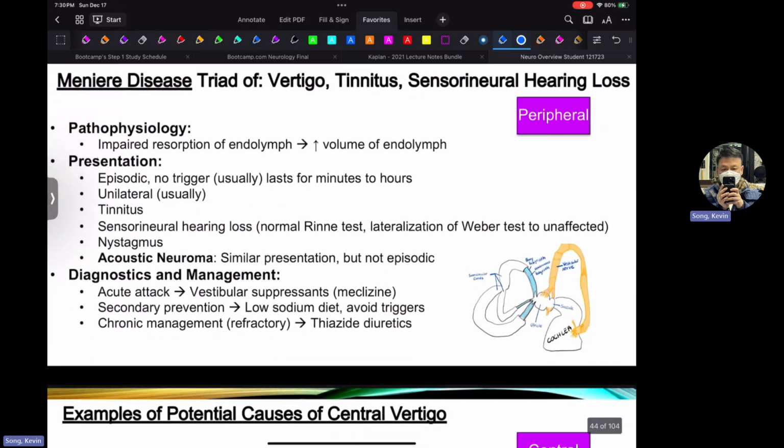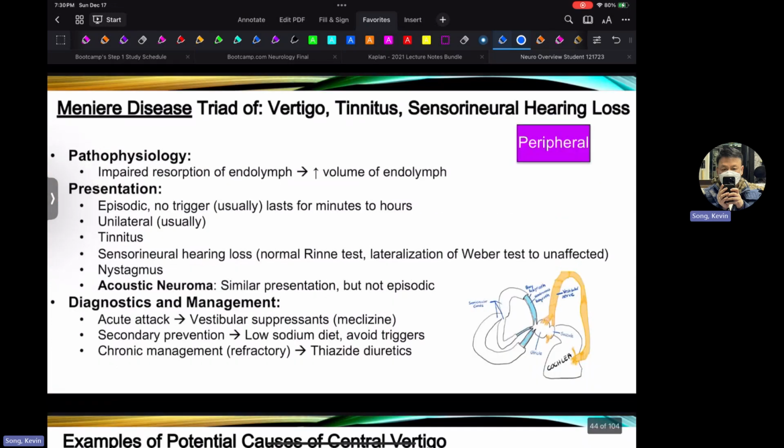Another important disease is called Meniere's disease.